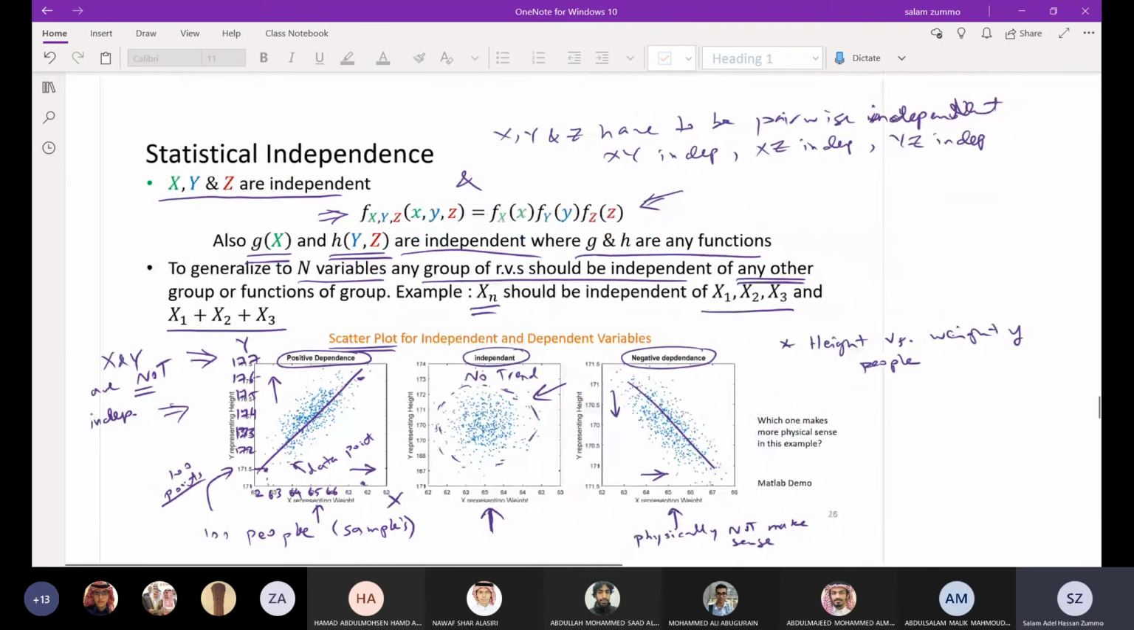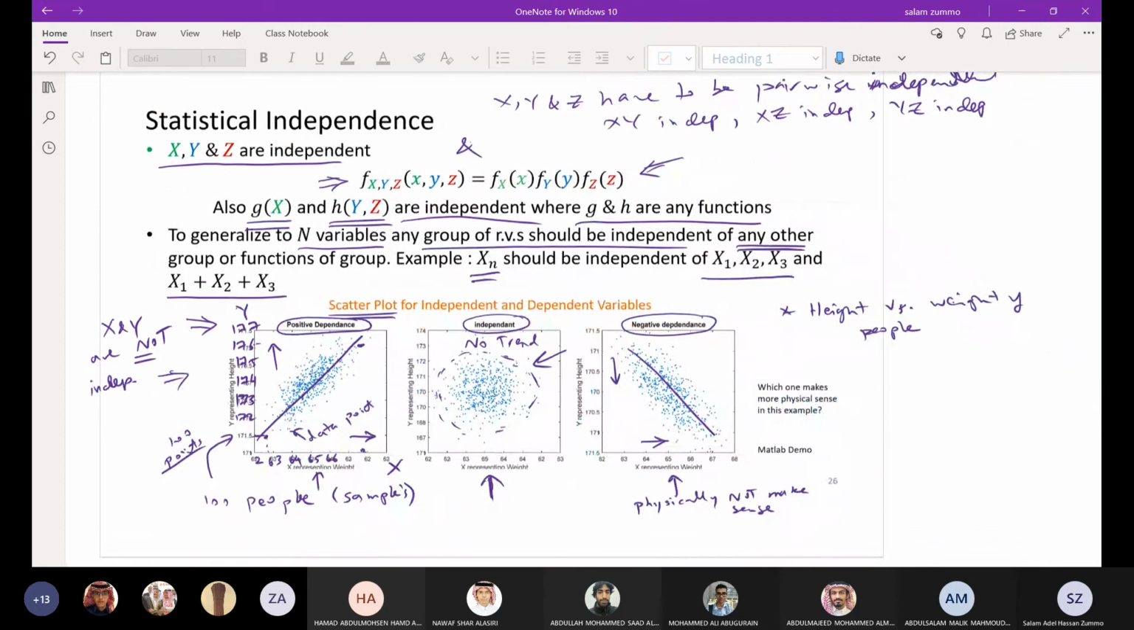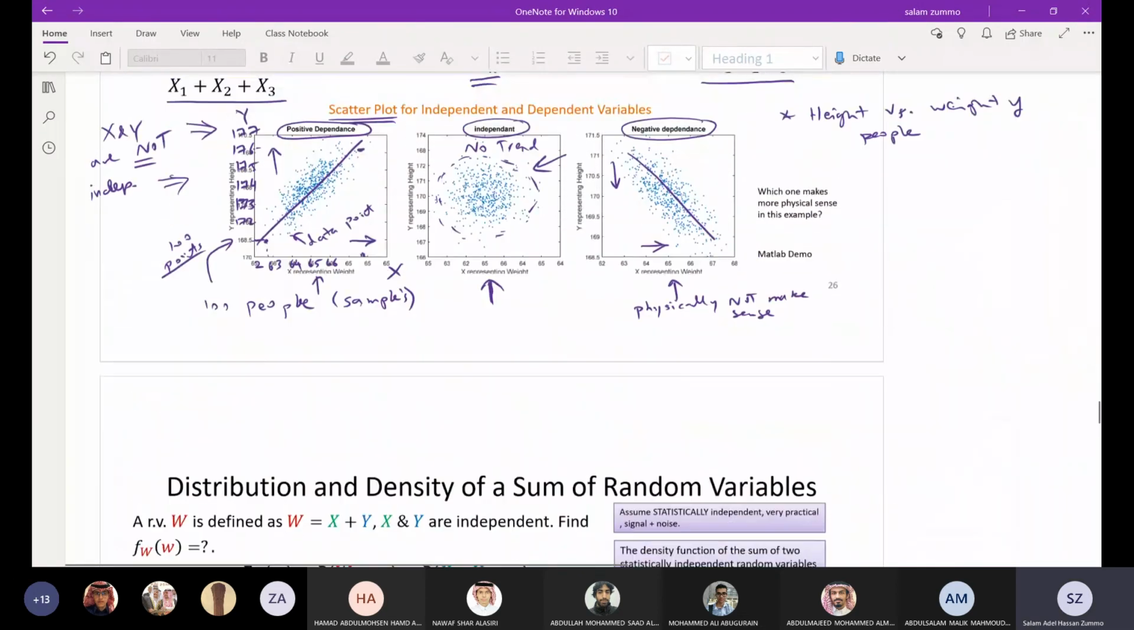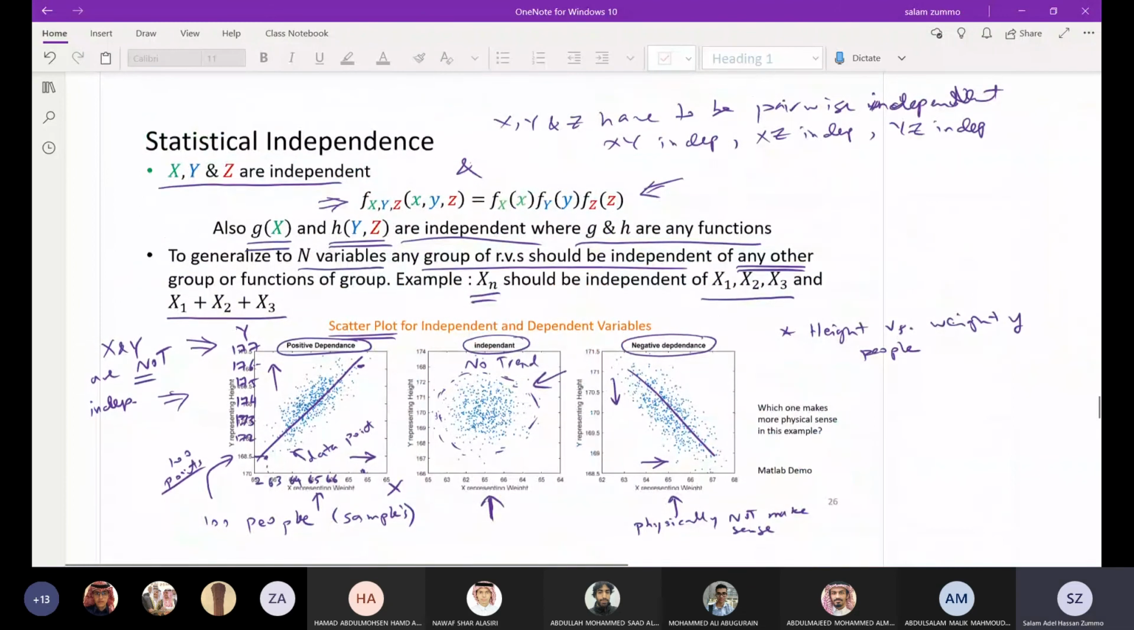Any questions? So next time inshallah we'll come to the distribution and density of a sum of random variables, and probably we will be able to finish chapter 4 next class inshallah.